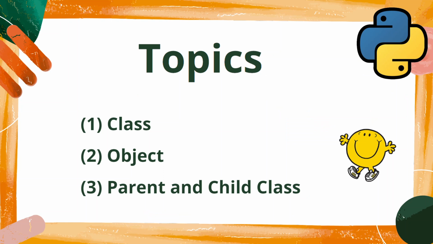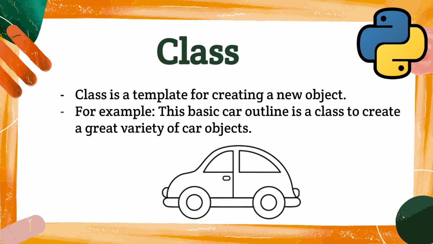Today, I will cover 3 topics. First is class, second is object, and third is parent and child class. Class is a template for creating a new object. I like to use car for example. This black and white car image is more like a class concept in Python because the user can use this outline to create a great variety of car objects based on their needs.